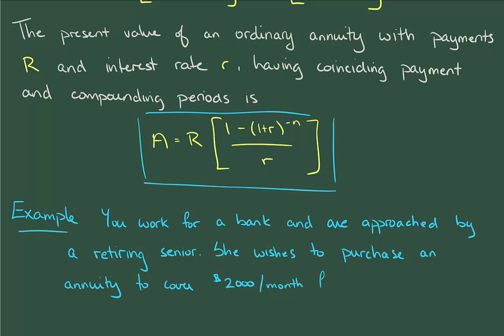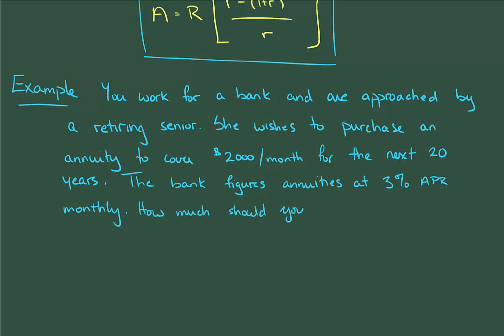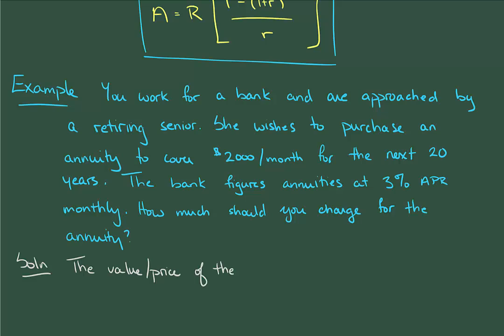Now the annuity should cover her monthly expenses of, let's say, $2,000 a month for the next 20 years. If the bank uses a 3% APR compounding monthly to make annuity computations, then how much should you charge her for the annuity? All right, so the price of the annuity is the present value of the annuity. It's what the annuity is worth today.